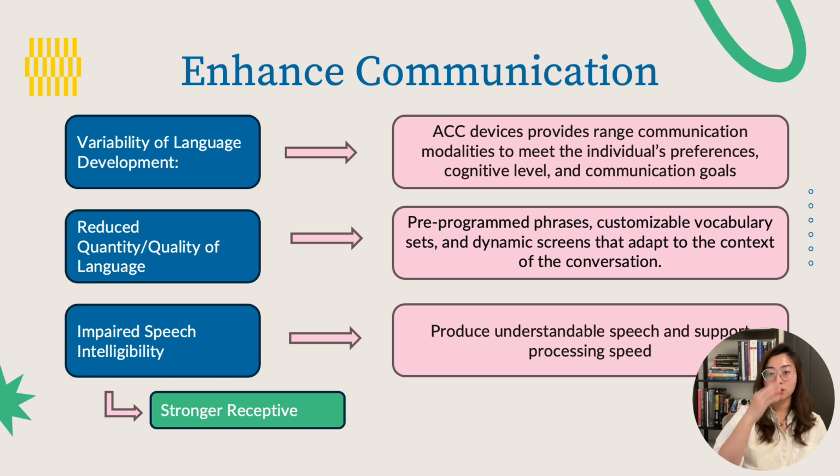Additionally, persons with developmental delay can also have impaired speech intelligibility, and actually they usually present with stronger receptive abilities than expressive abilities. And so basically the AAC device can produce clear, understandable speech output, which allows these individuals to communicate effectively with others, and really targets that impaired speech intelligibility. Additionally, the visual supports that the AAC tools provide usually support comprehension and basically help them process information at their own pace and really take advantage of their stronger receptive abilities.